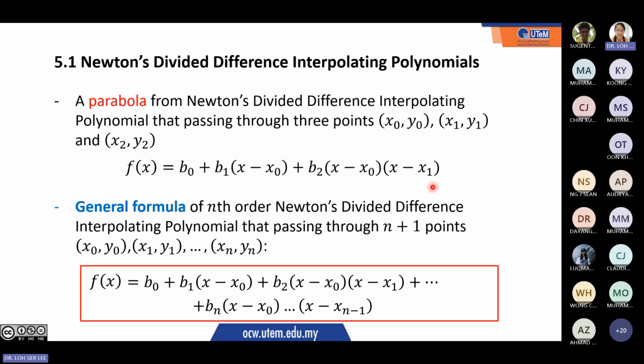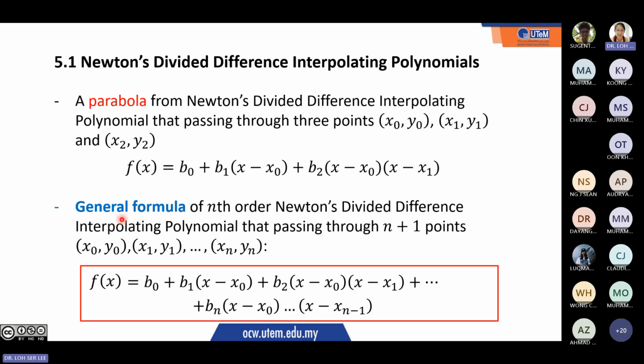How do we know this is for a parabola, for quadratic? We know that for quadratic, x is to the power of 2. If you look at this one, when you expand, you get an x squared here. Just now, this was for your first straight line. When you are given two points, you just use up to here, a straight line, power of 1. When you have the terms until b2, x times x, you get an x squared. This means this is for a quadratic polynomial.